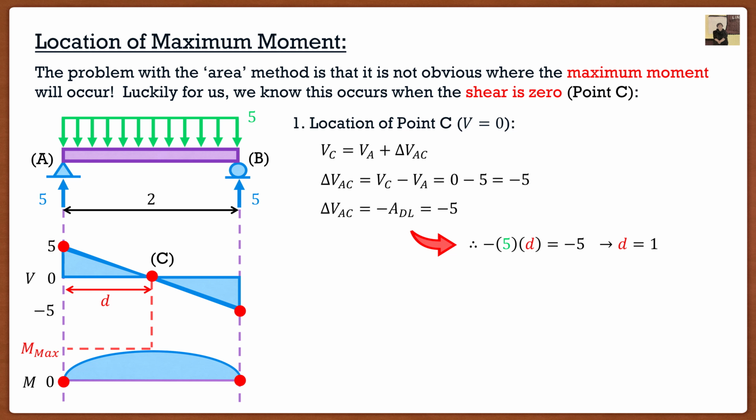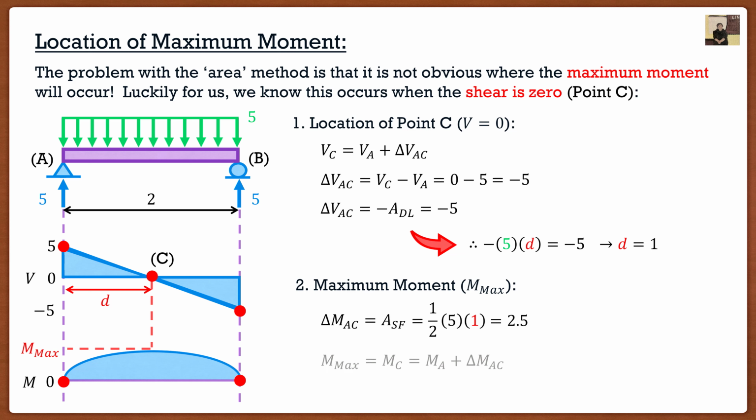Now that I know what this is, and I have all of my unknowns in my shear force diagram complete, I can move on to our maximum moment. We know that the change in moment between A and C is equal to the area of our shear force diagram, which is actually simple. It's just a little triangle. So this is going to equal 1/2, because it's a triangle, multiplied by 5, because that's the height of our shear force diagram triangle, and then multiplied by 1, which is the width. So from here I get 2.5, and this can be substituted into our other equation.